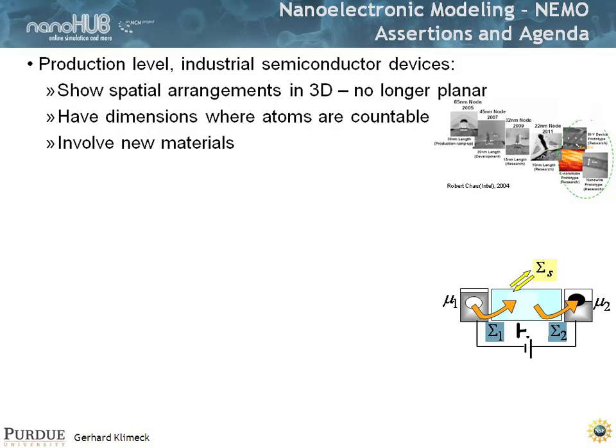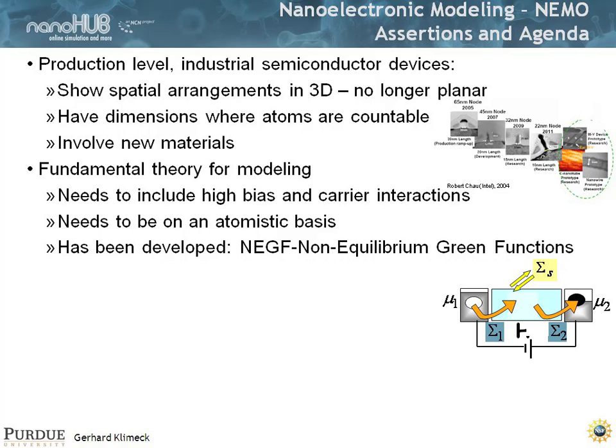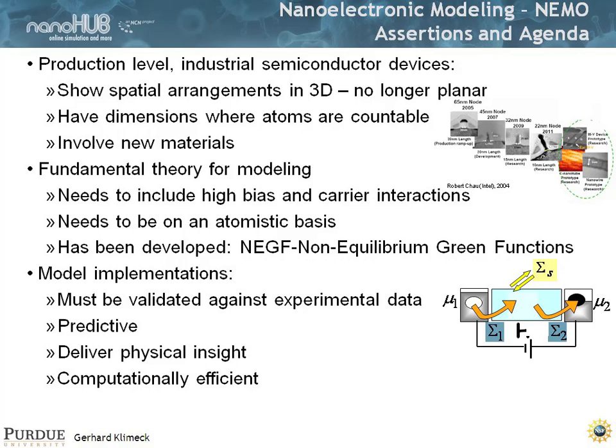And the assertion and the agenda is that if we want to have production level industrial semiconductor devices, we need to look at spatial arrangements in 3D that are no longer planar. We have dimensions where the atoms are countable. We involve new materials. We need to have a fundamental theory for modeling that includes high bias and carrier interactions. It needs to include an atomistic basis. And I would claim that theory has been developed. It's NEGF. And you need an implementation of all of that. And it needs to be validated against experimental data.